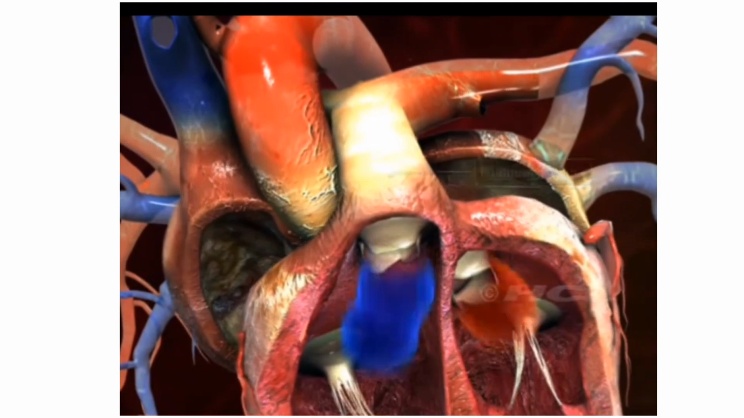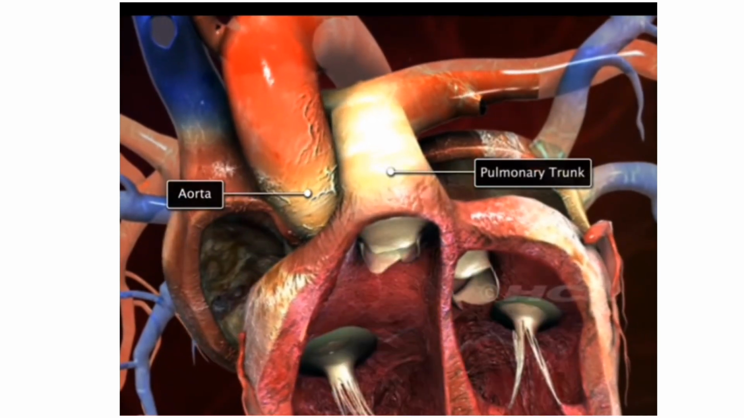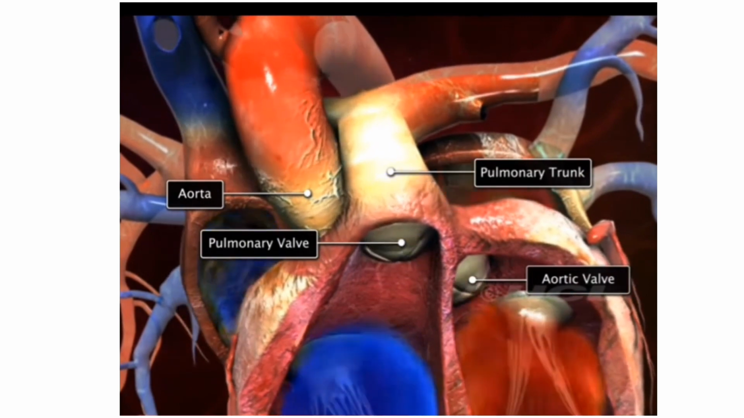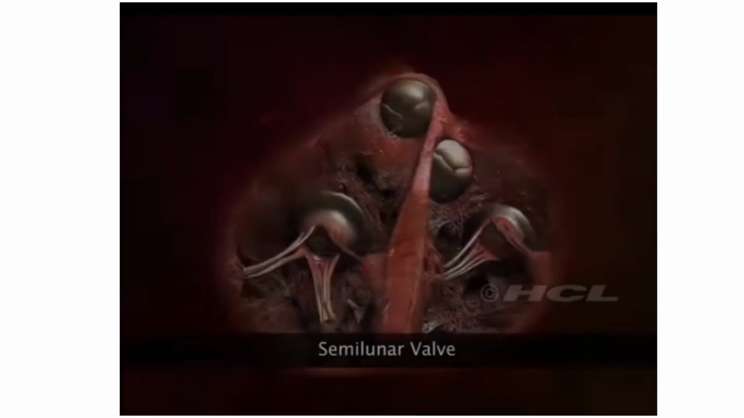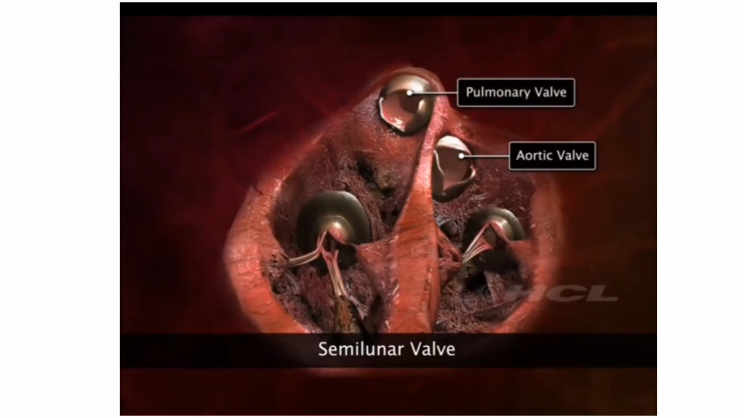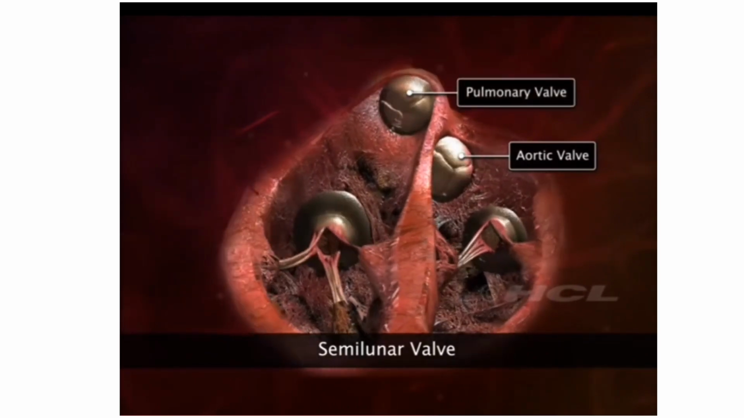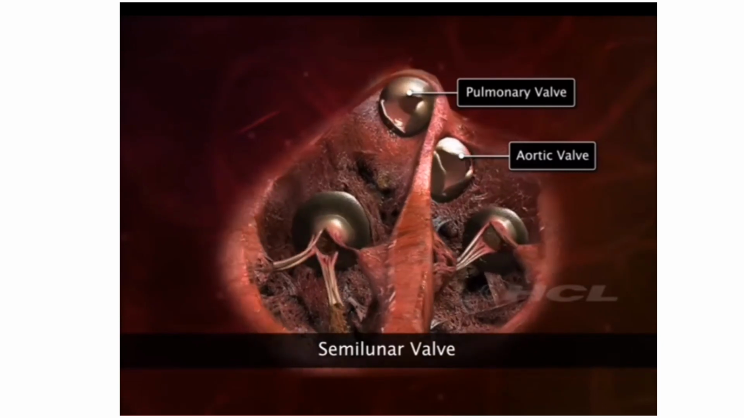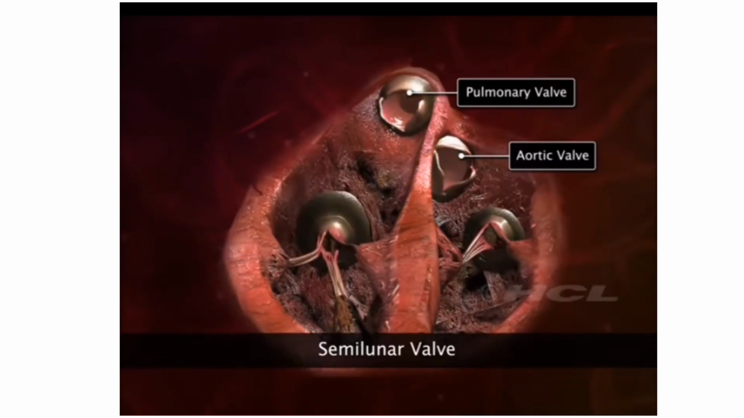The openings of the pulmonary trunk and the aorta are also guarded by valves, which are called the pulmonary valve and aortic valve respectively. These valves, the aortic and pulmonary valves, are called semilunar valves because they look like a moon. These valves prevent the backflow of blood from the vessels into the ventricles again.